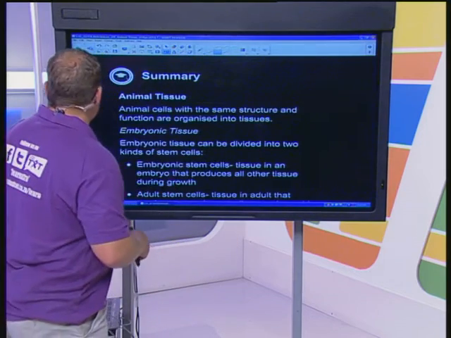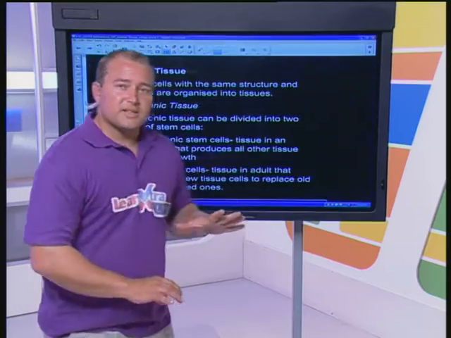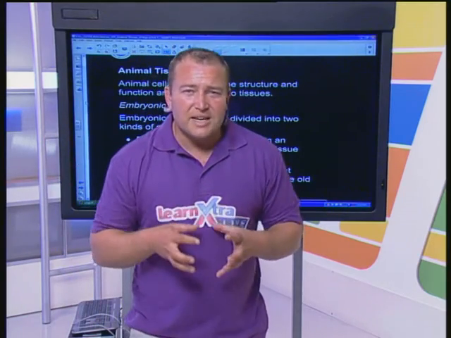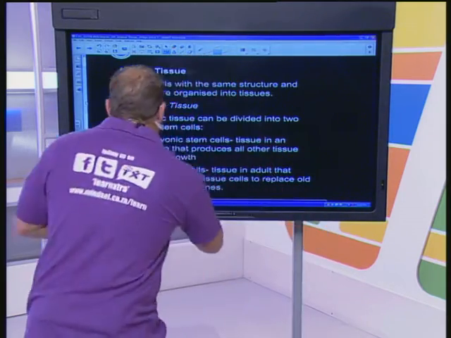Here we go. Animal tissue, okay? What we're trying to say is every cell in our body starts off as the same cell, right in the beginning. And then they start going through things called differentiation. So they change to do specific functions. So that's the whole point of our body, and that's the whole point of animal tissues, because each tissue does a specific thing. Right, so let's have a look at it.